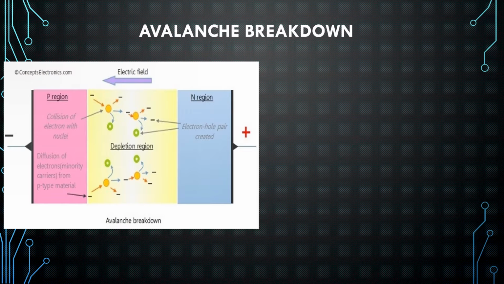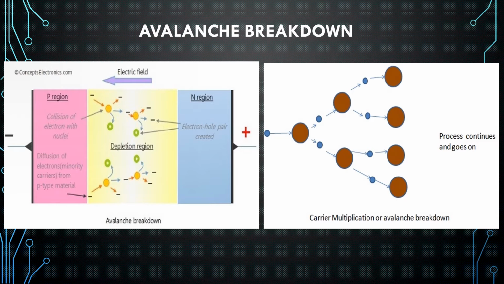The collision increases the number of electron-hole pairs which are quickly separated and collide with the other atoms of the crystal. This process is continuous and the electric field becomes so much higher that the reverse current starts flowing in the p-n junction. This process is known as avalanche breakdown. After the breakdown, the junction cannot regain its original position because the diode is completely burnt off.